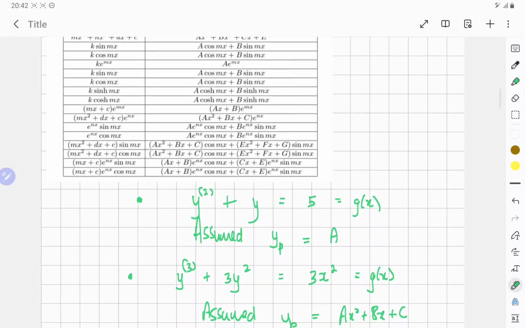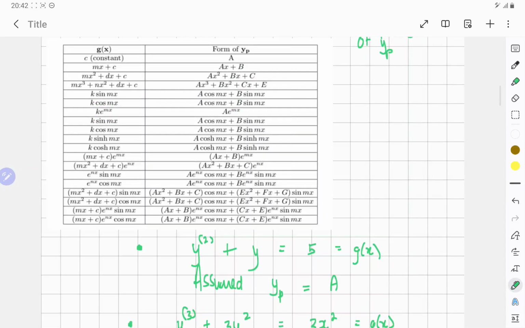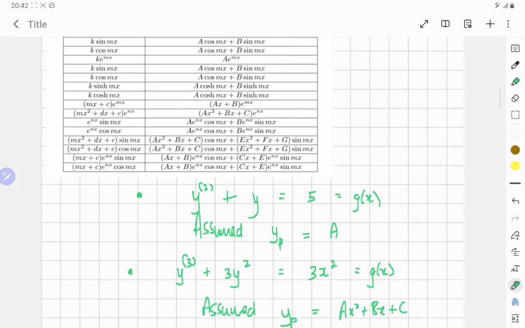Now, when you get, for instance, e to the mx, your corresponding form for y particular will be a e to the mx.